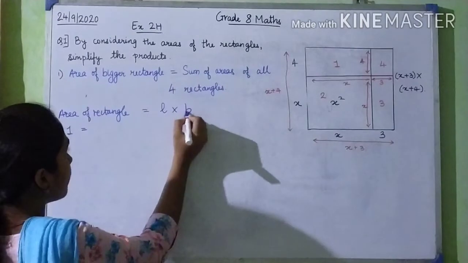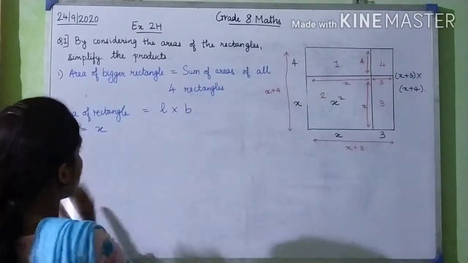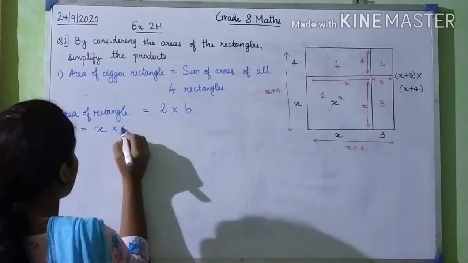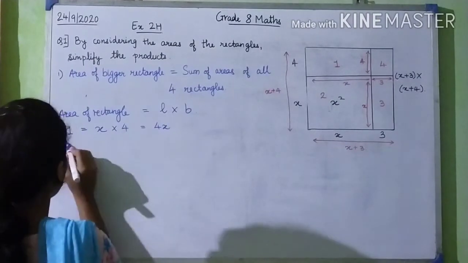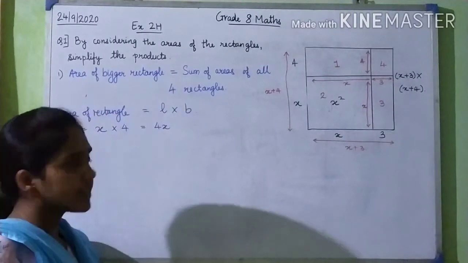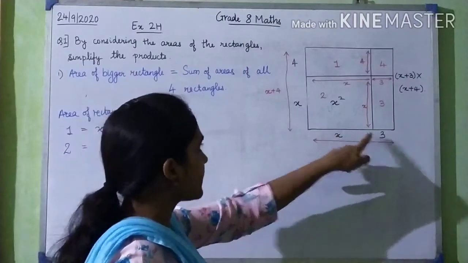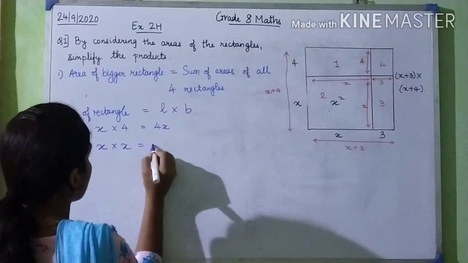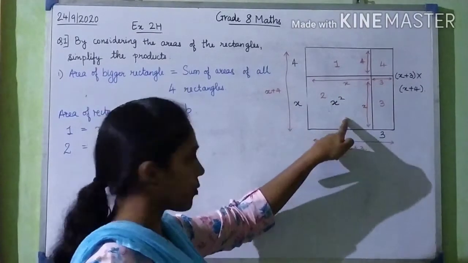Length into breadth. Okay. So length here is x. So I write x. For the first rectangle, the length is x and the breadth is 4. So I write x multiplied by 4. So this becomes 4x. Okay, now for the second rectangle. This is a square and its area is given to us, or if we even want to find out, its length is x and breadth is also x. So x into x becomes x square. So the area of the second rectangle, which is a square, is x square.